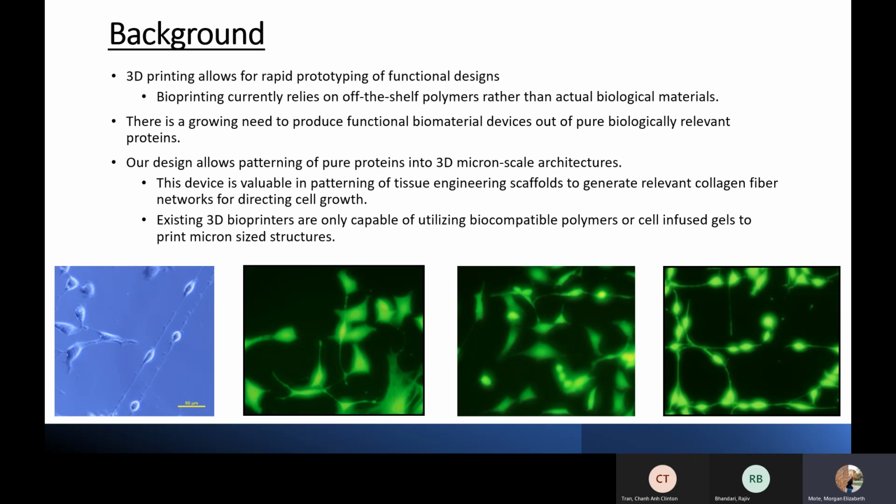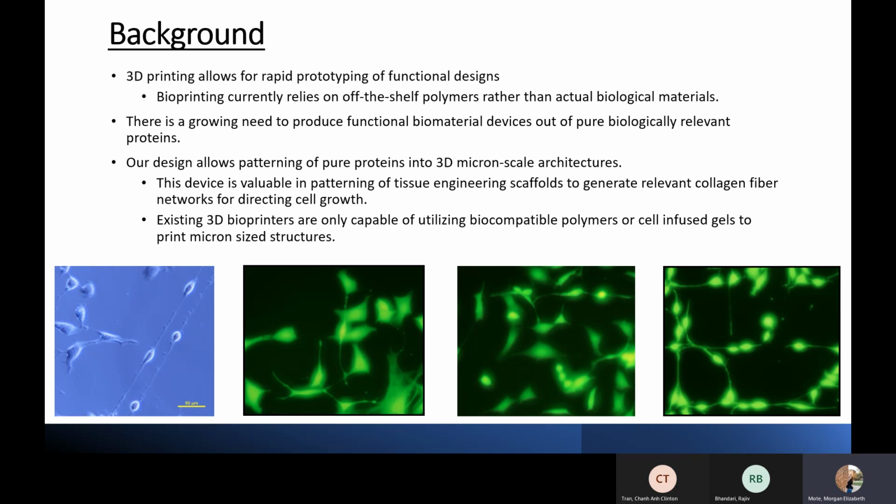However, commercial bioprinting currently relies only on off-the-shelf polymers rather than actual biological materials, and the need for improvement is outweighing the current benefits that technology has available. As a result, there is a growing need to integrate 3D printing with formable biological materials. The technology we have contributed to is valuable in terms of tissue engineering because it will facilitate the generation of micron-scale collagen networks that help direct cell growth.